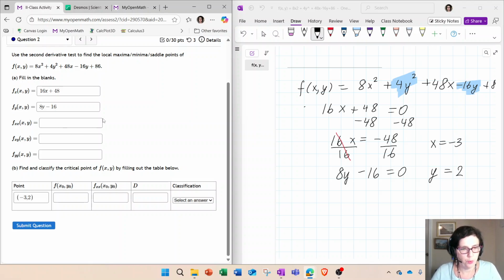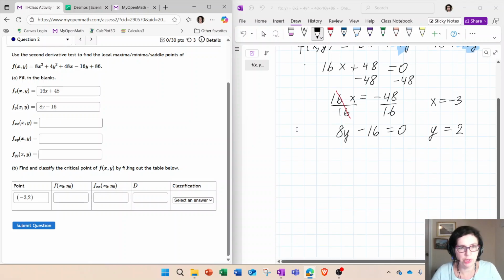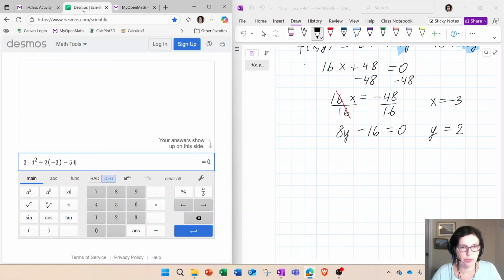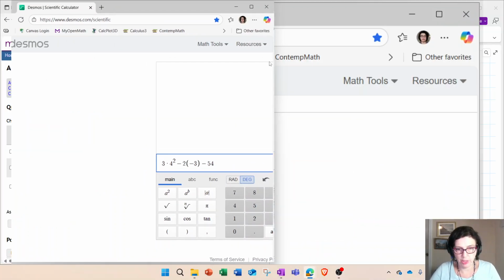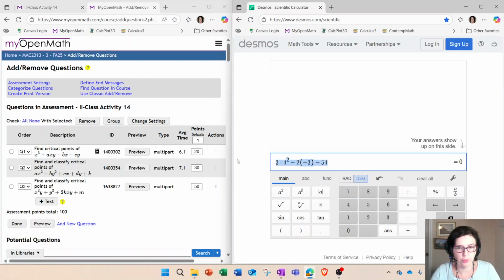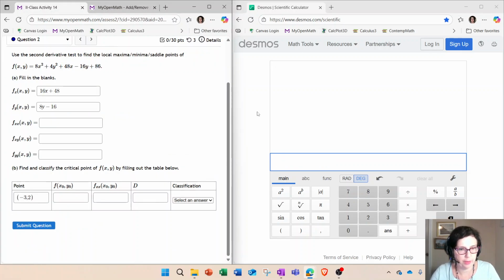All right, so what do you do next? Next, you need to use the second derivative test. Now, I always highly recommend using the Desmos calculator to do that, because I am allowing you to use it. Now, some teachers don't, and then you will have to do this by hand. So sorry about that.